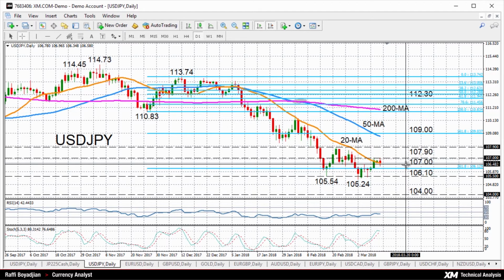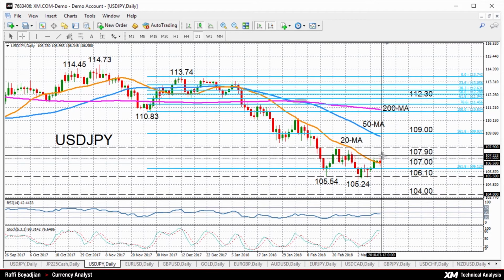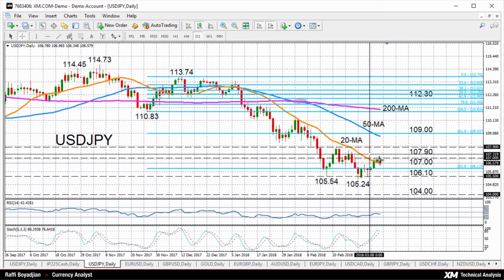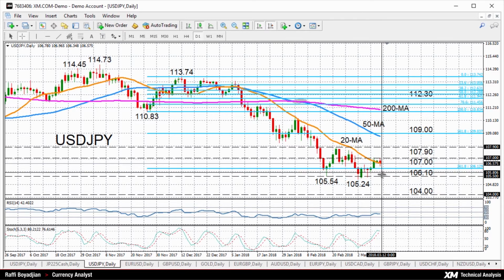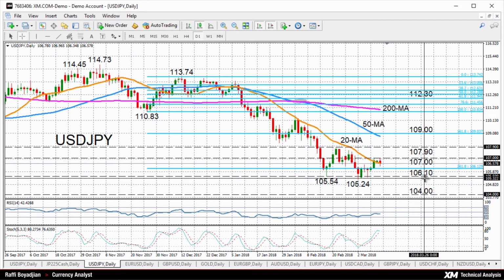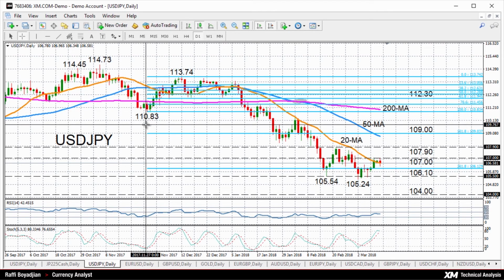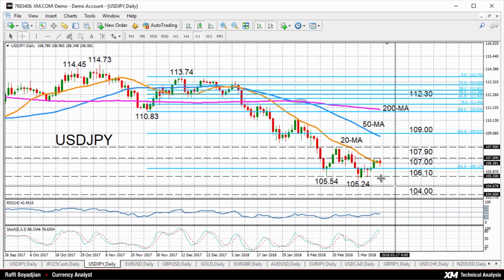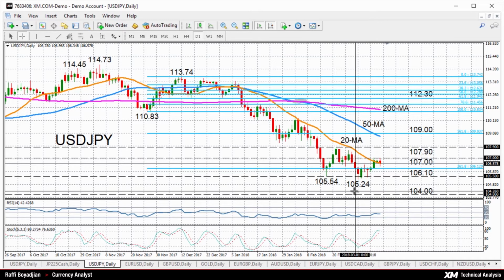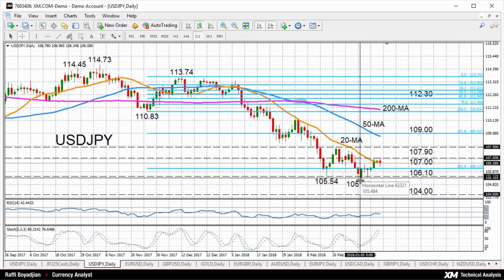On the other hand, if we do see today's reversal gaining further traction, and the near-term bias turns bearish, support could come from the 106.10 level, which is the 261.8% Fibonacci retracement of the up leg from 110.83 to 113.74. Below that, we have that 16-month low of 105.24 from earlier this month.